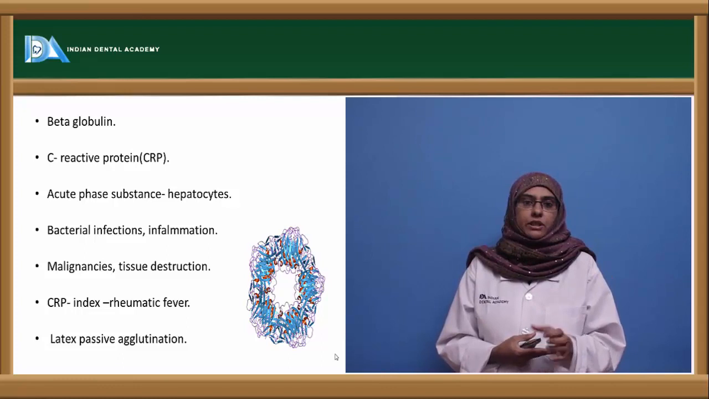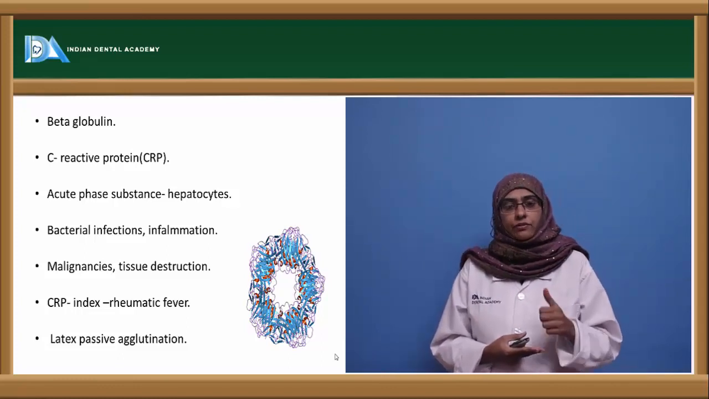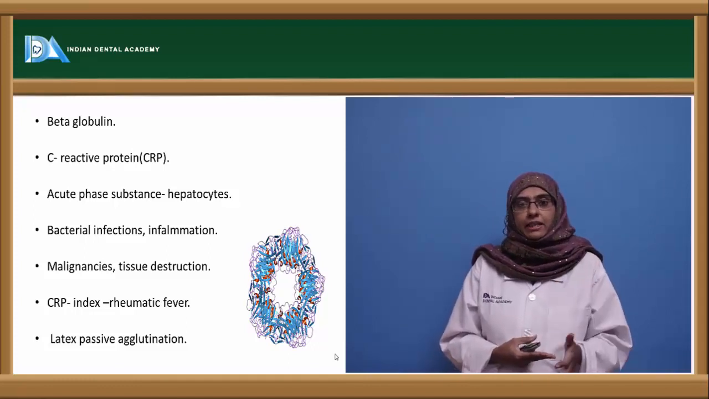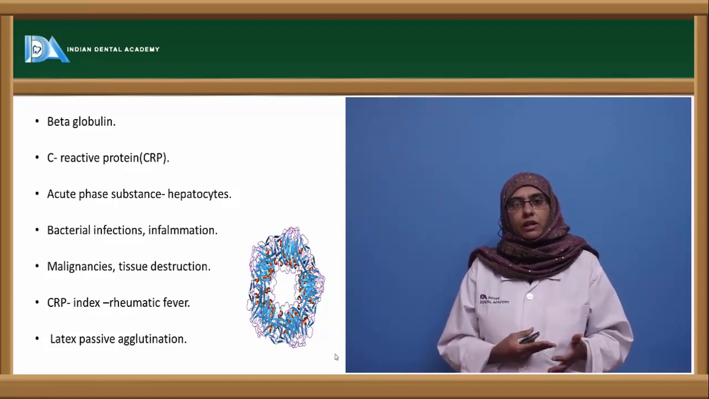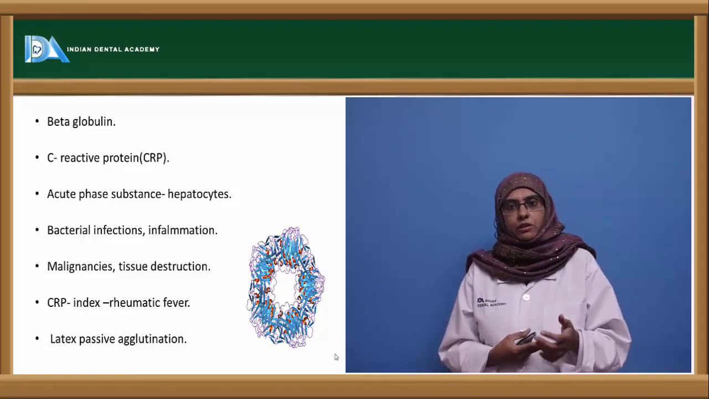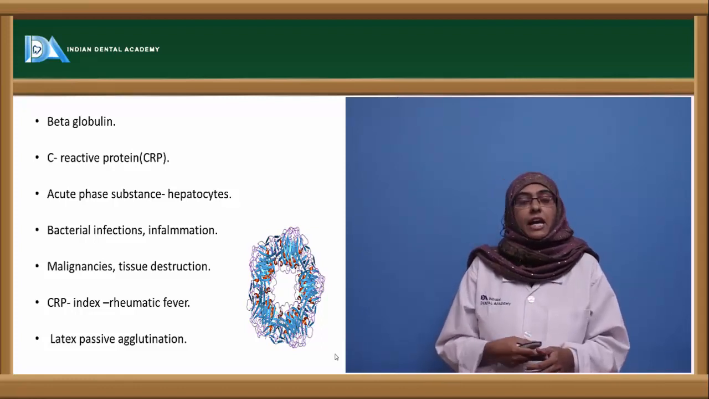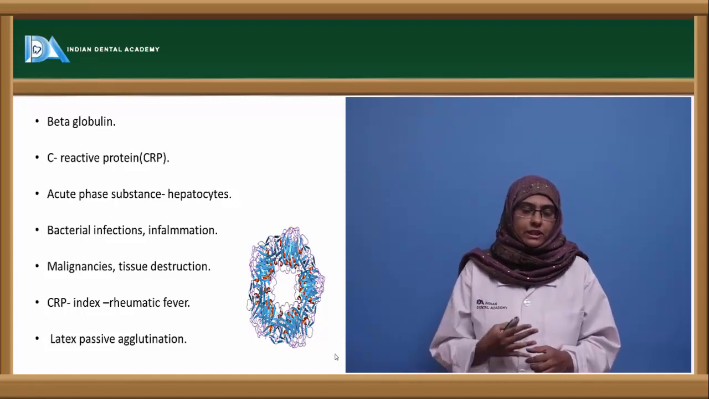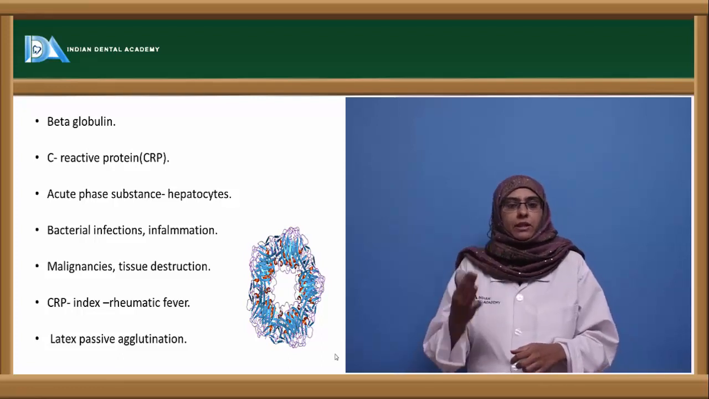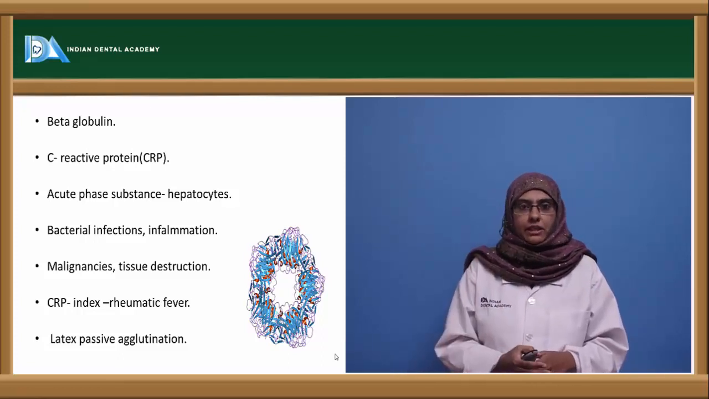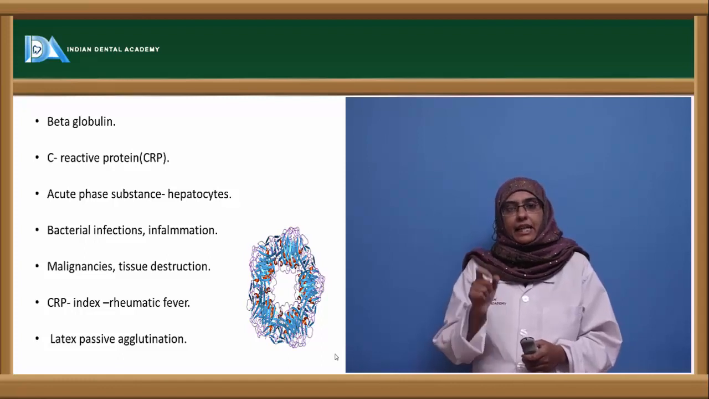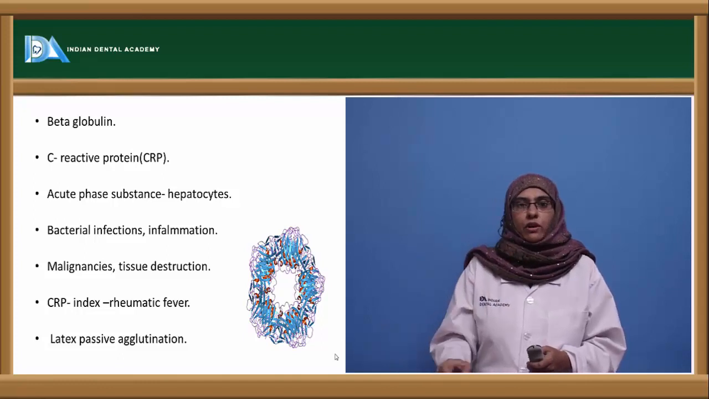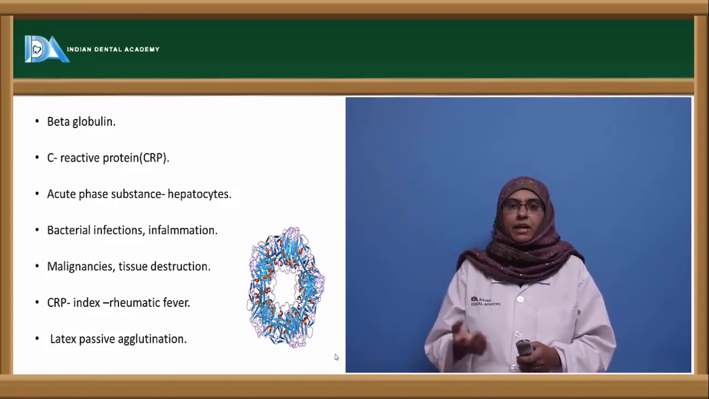And this C-reactive protein is not an antibody, but it is an acute phase protein produced by the hepatocytes during any bacterial infection. So apart from pneumococcal infection, a similar type of C-reactive protein can also be seen in other bacterial infections, inflammatory responses, malignancies, and tissue destructions. So the index of CRP helps us to know to what range that particular patient is suffering from that infection. So the CRP can be taken as an index in the identification of the treatment that is going on with rheumatic fever and other types of bacterial infections.